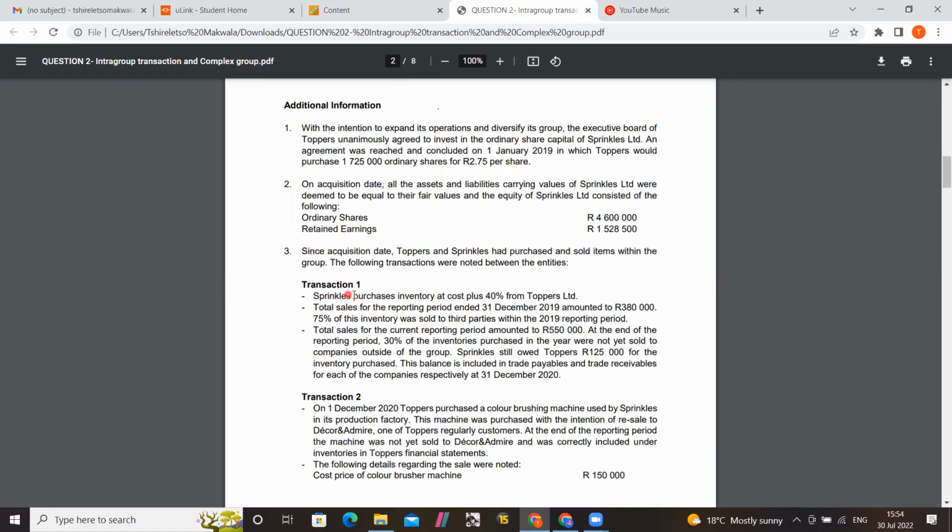So it says here, transaction one. Now, for this part, for since acquisition, I'm going to teach you two ways of doing it, and they both work. One is longer, one is short, right? The shorter one is the one that most lecturers relate to you, so they tell you, right? Then the longer one, they don't really do it with you.